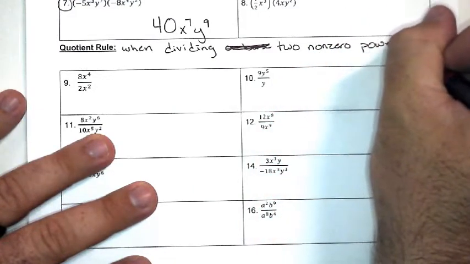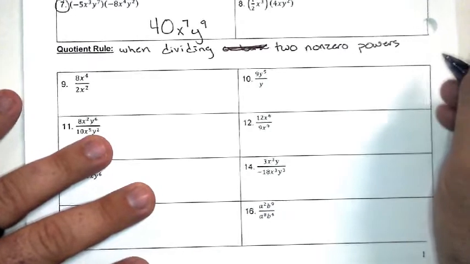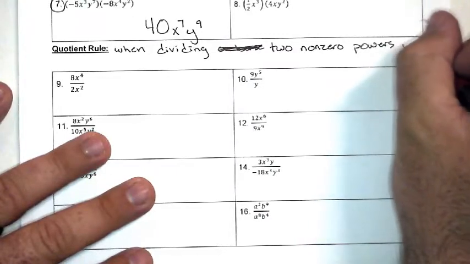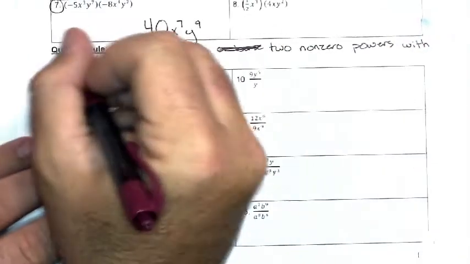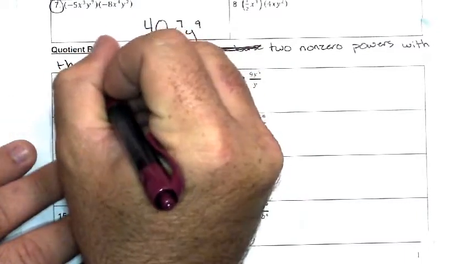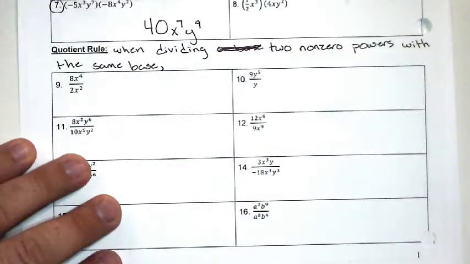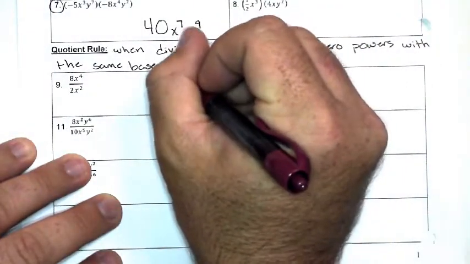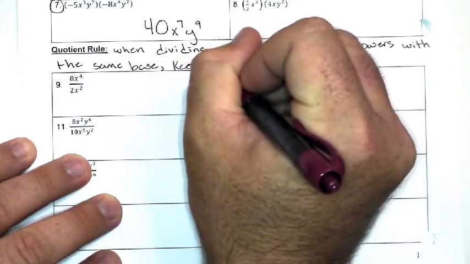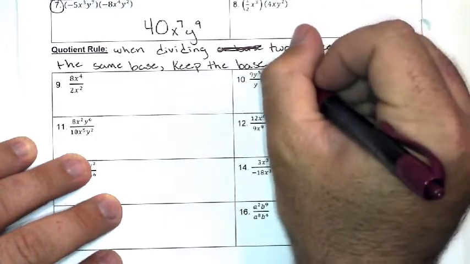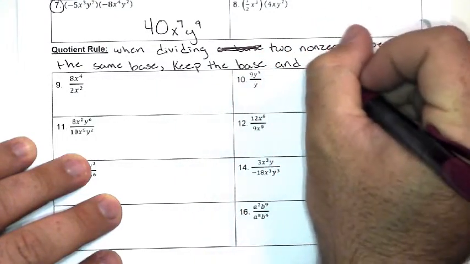basically they exist. Like I told you, these rules sound crazy, all right? But I'll simplify it. With the same base, there's the base. Two non-zero powers just means that they have a value. They don't equal 0. They're at least 1. Two non-zero powers, you're going to keep the base and subtract the exponents.